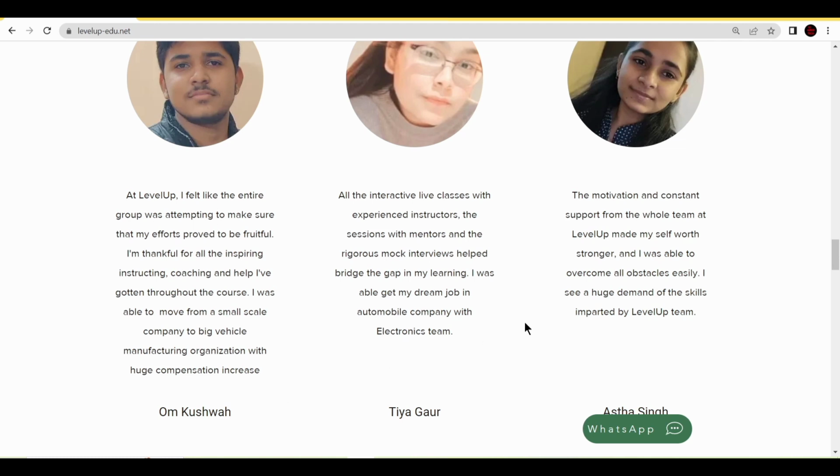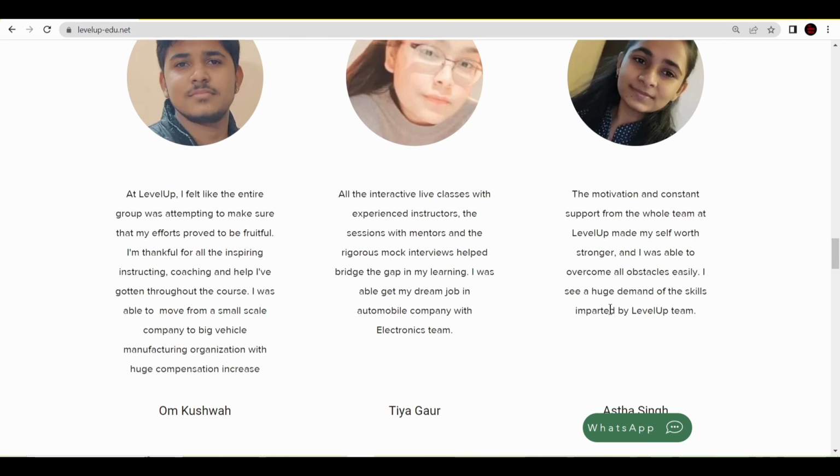Again, you can read the testimonials from other people. Ashta Singh, for example, says the motivation and constant support from the whole team at Level Up made her stronger and she was able to overcome all obstacles easily. She sees a huge demand for the skills imparted by the Level Up team. There are a lot of other people who have completed this 12 weeks Level Up training program, and they have got into very good companies with high paying jobs.